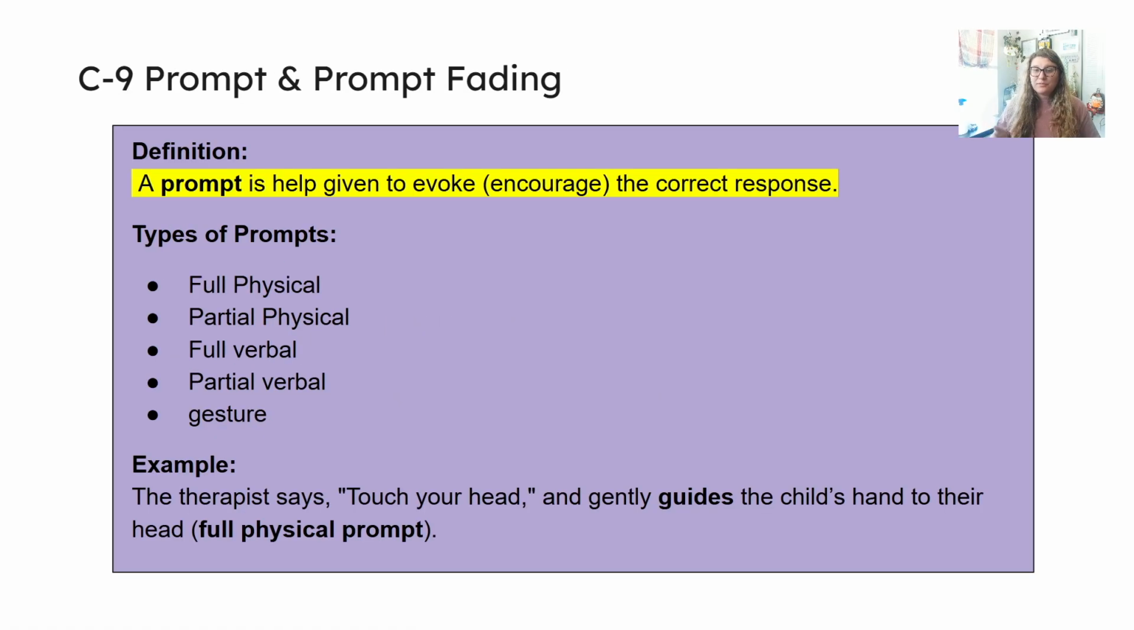And then we have prompt and prompt fading. So a prompt is help given to evoke or encourage a correct response. The types of prompts are your full physical, partial physical, full verbal, partial verbal, gestural, model, and then independent. So a therapist says, touch your head and gently guides the child's hand to their head. That's a full physical prompt.